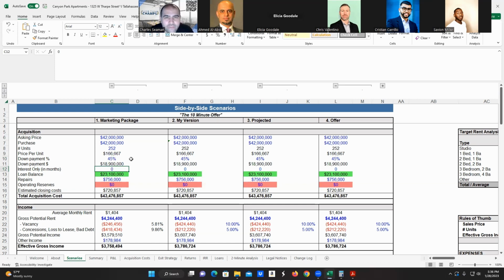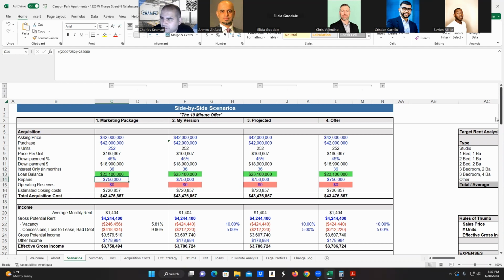And what are you guys seeing for interest only on most of these loans at this point? 36. Yeah, that's pretty common for a loan this size. If you're using a small balance loan, probably 24 months. It's possible you could go even up to like 6 years on the IO, but I would tell you to be conservative and go 36, and that's pretty common on almost all of them right now.